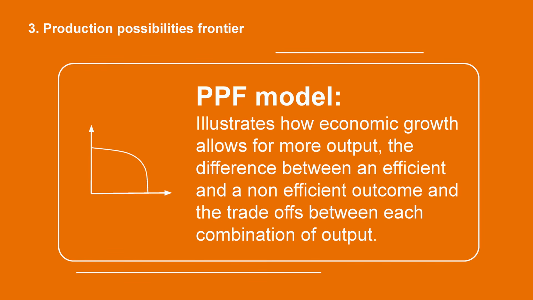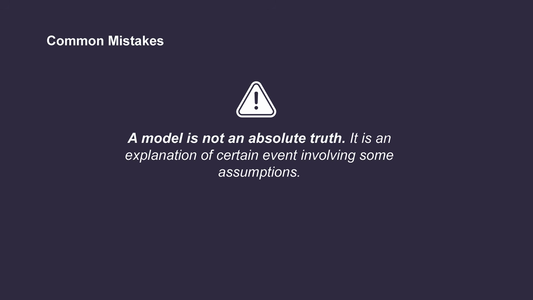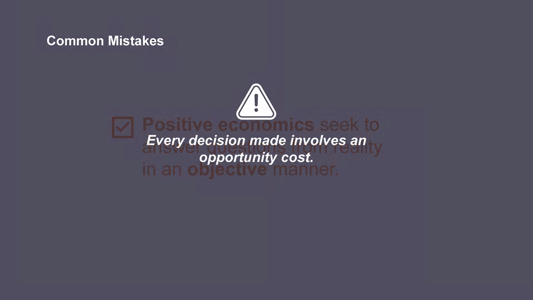As economists, we establish many decisions related to this. For example, we can choose to produce at full capacity, but that involves the opportunity cost of having less operational costs. What are the most common mistakes? A model is not an absolute truth. It is an explanation of certain events involving some assumptions. Also, remember that every decision made involves an opportunity cost. So the tip to think as an economist is to consider every possibility.